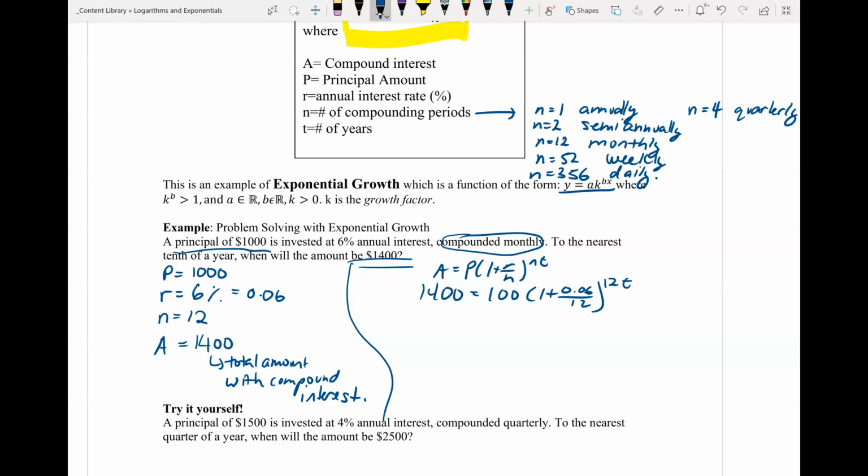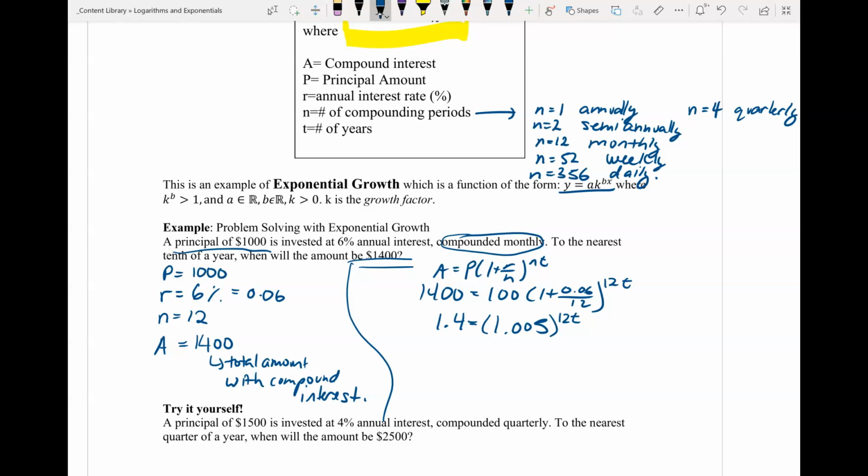So we are solving for T, and we have to use what we've learned about solving logarithmic equations to do this. So I want to isolate T. First thing I'm going to do is divide both sides by 1,000. So that's 1.4 on our left-hand side. I'm going to add what's inside the bracket, which is 1.005. Yes, you may use a calculator to do this.